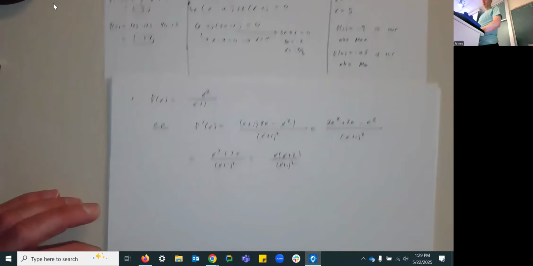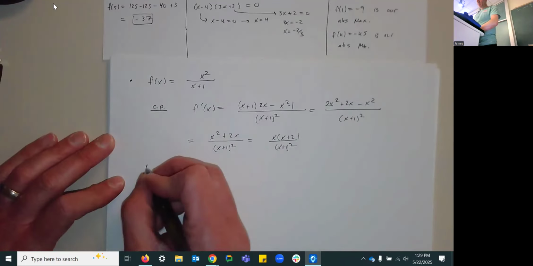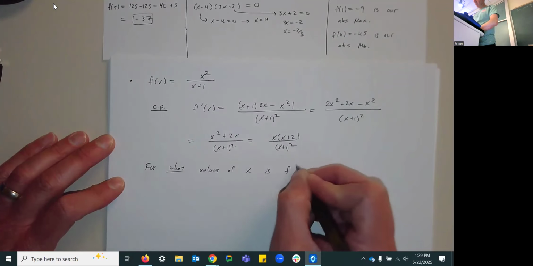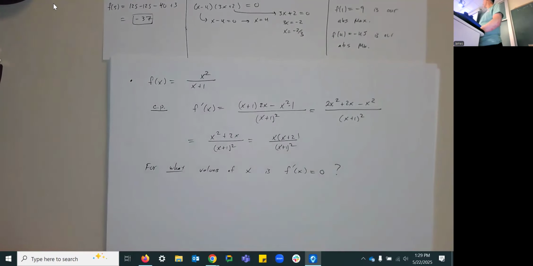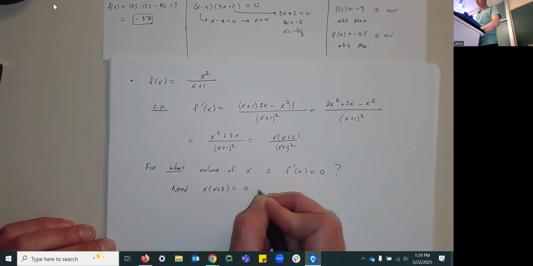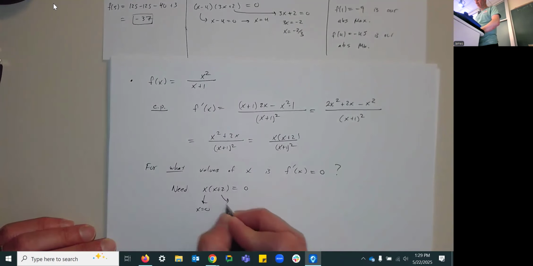Okay, so here's the question I want to answer first. For what values of x is f prime of x equal to 0? I see two values that will do this for us. One of them is 0. The other one is -2. Because if we want this fraction to equal 0, we really need the numerator to equal 0, which means we're either going to get x equal to 0 or x plus 2 equal to 0, which means x equals -2. So those are both critical points. They're places where the derivative is equal to 0.